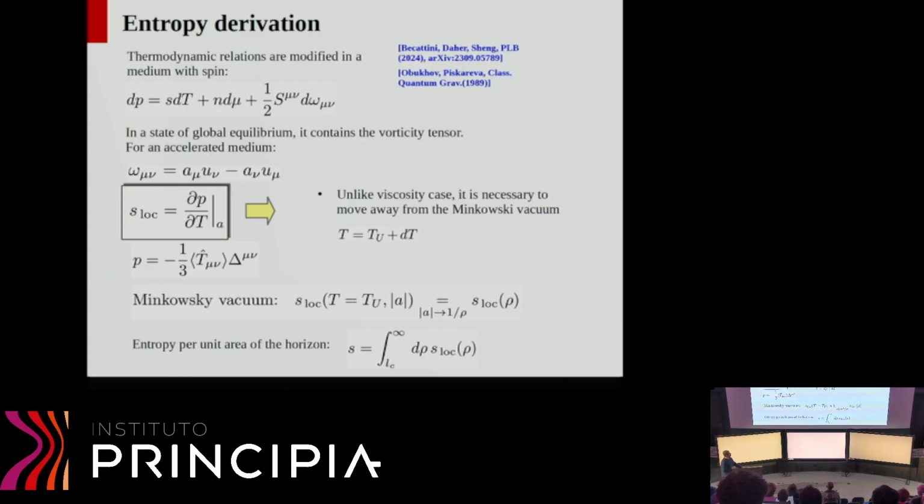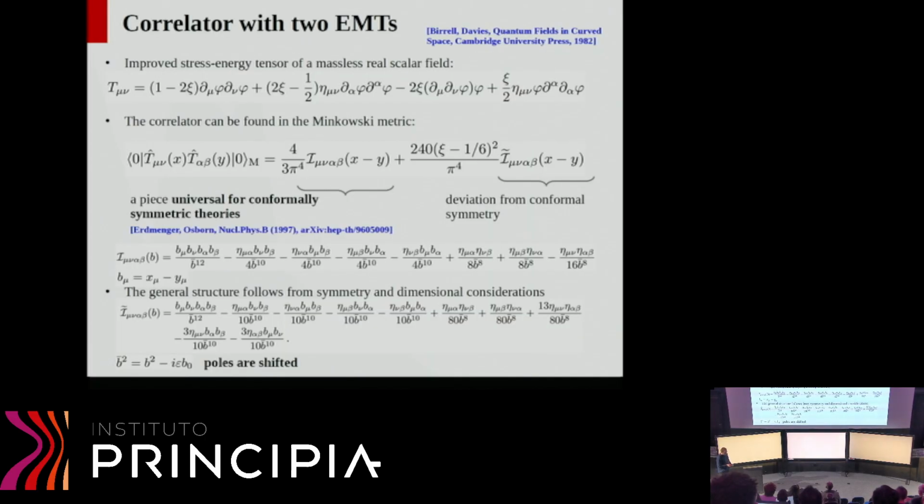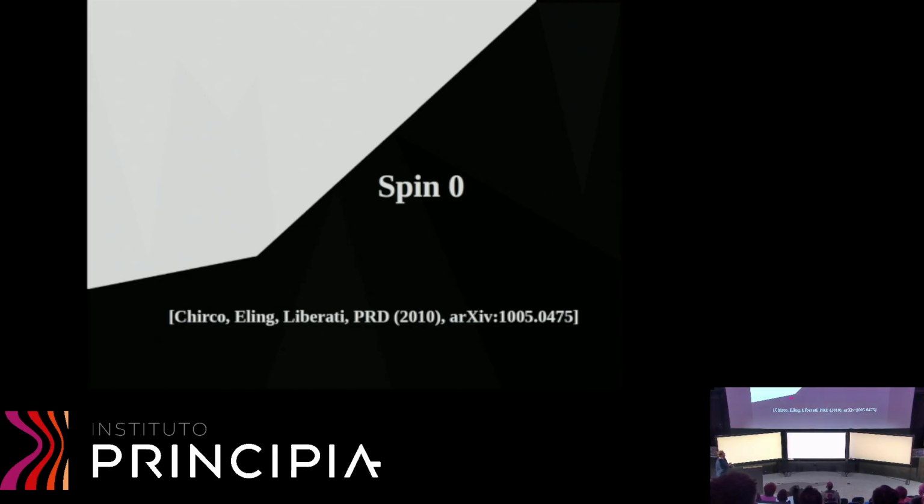We also use the fact that we work with the Minkowski vacuum, so the temperature equals the Unruh temperature, so viscosity will depend only on the distance from the horizon, and we also can integrate it to obtain viscosity, to obtain entropy per unit horizon area. And now I will shortly discuss the result of this paper, where the spin zero case was considered, and will give more details of calculation for spin 1/2.